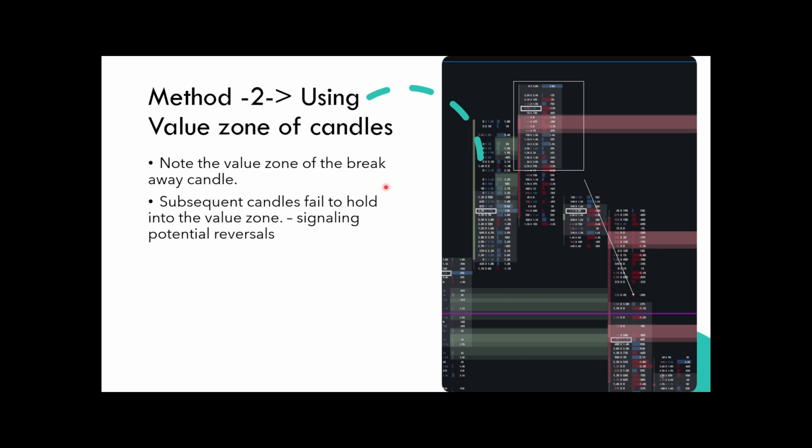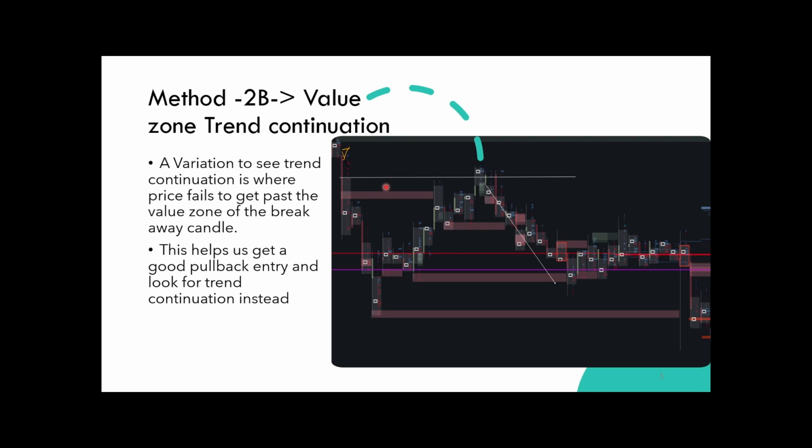And finally, I'll also share a technique to see whether the market is actually doing a pullback and is likely to continue into the trend or not. Okay, so this is a variation of the second method that I shared. To see if the trend continues, look for where the price fails to get past the value zone on a breakaway candle.